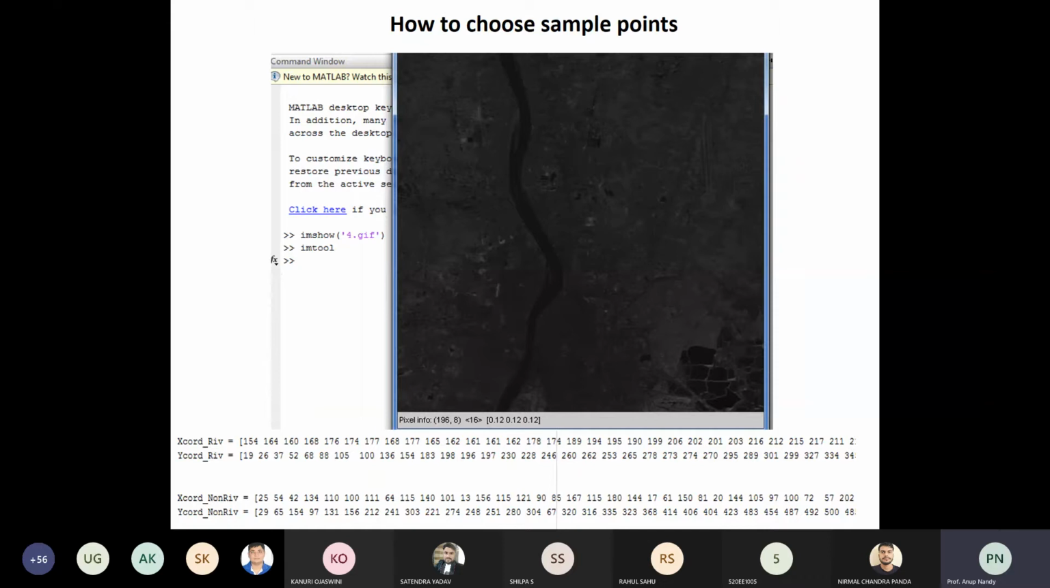Okay, now how do you choose the sample points? That is the main job. How do you choose these sample points? Sample point means you have to take the x coordinate and choose the y coordinate. So is the image visible at your end?